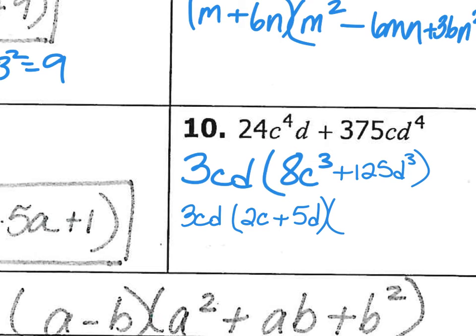So now I take 2c and I square it. So 2c times 2c is 4c squared. The second sign on this is always a minus. Then you're going to multiply 2c times 5d and you get 10cd. 2 times 5 is 10, and then you just write the letters in alphabetical order. And then for the last one, you're going to multiply 5d times 5d. So 5 times 5 is 25. D times d is d squared.